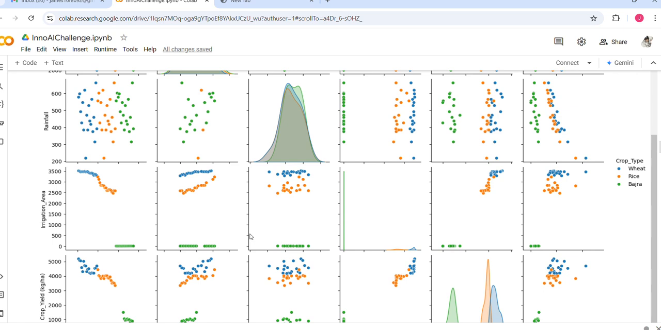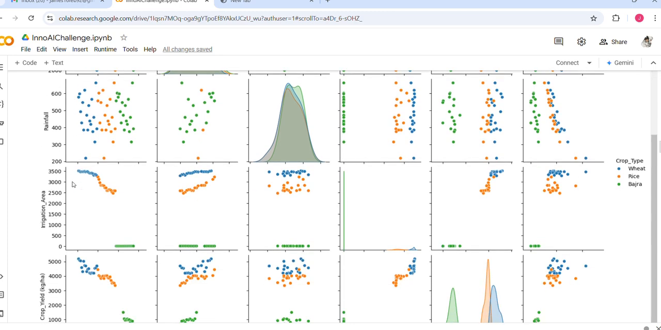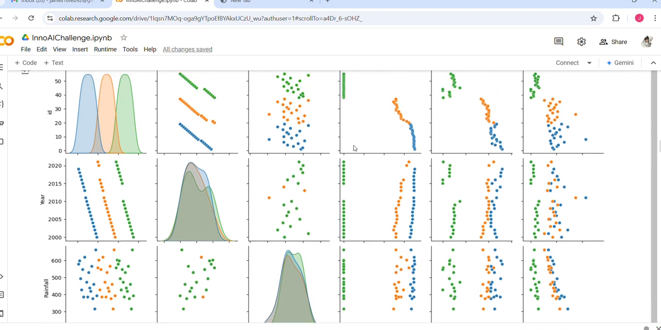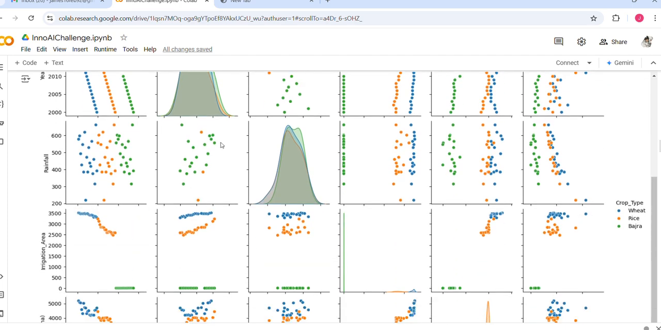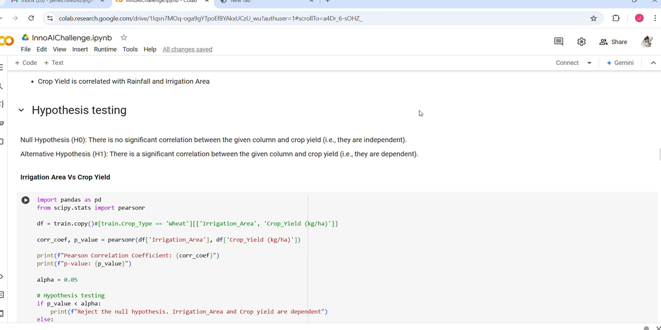As you can see, there are a lot of visible trends available on the pair plot. But these trends are just the way the data is arranged. It's not an actual trend, but the actual trend is the relation between irrigation area and crop yields. As you can see, there is a lot of linear relationship between the two. We can utilize them, and now we have to verify if the crop yield is dependent on irrigation area and rainfall. We can use hypothesis testing.